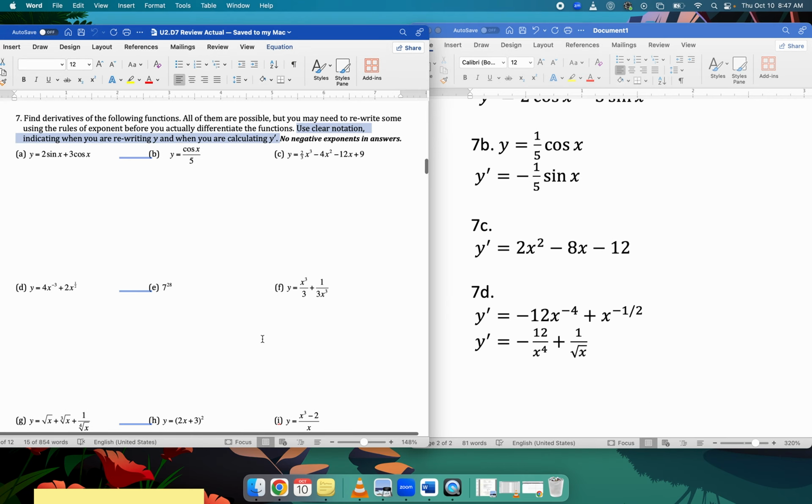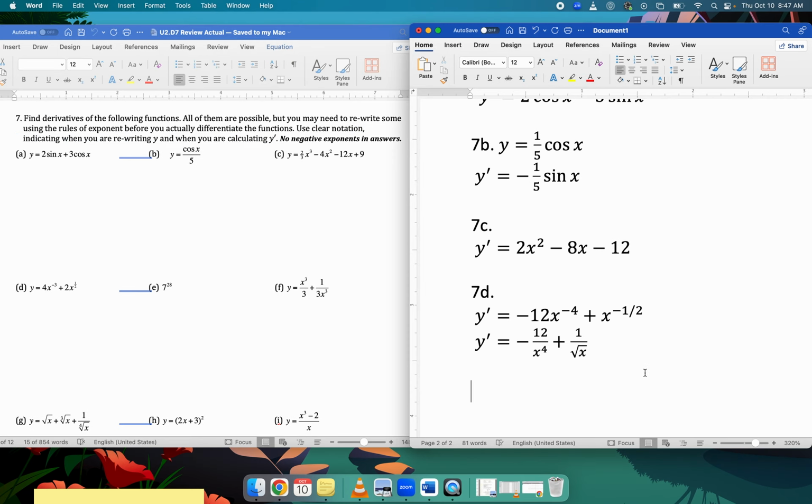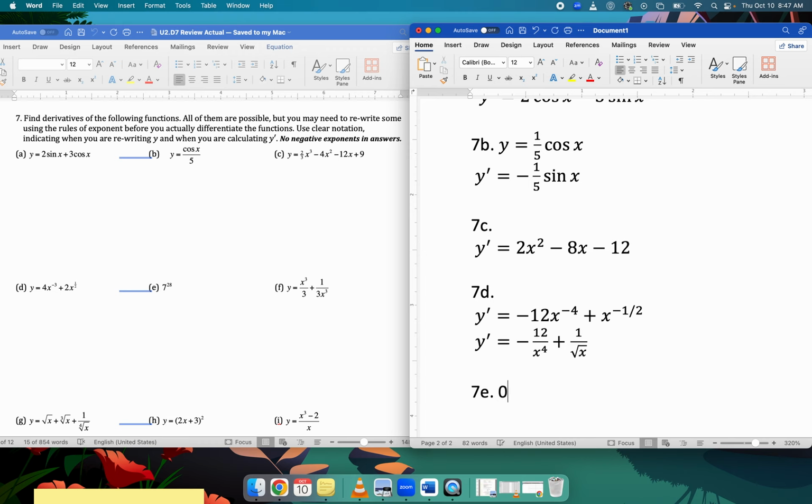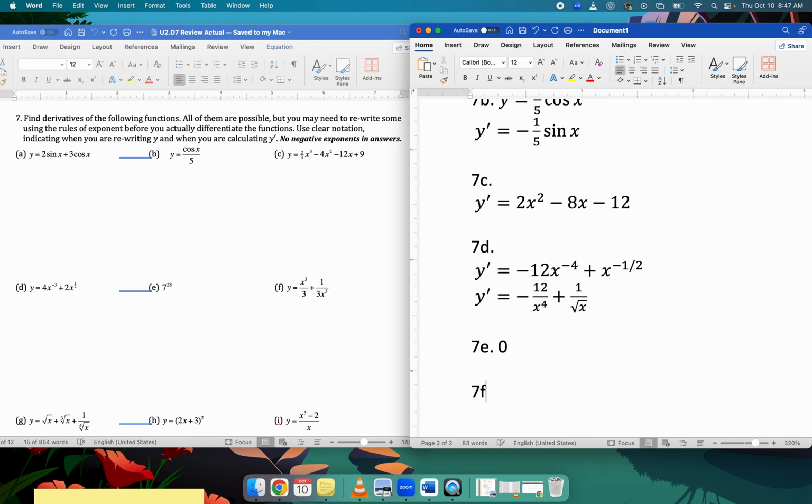E. 7 to the 28th. I mean, hopefully you don't say that that's 28/7 to the 27th. That's wrong, right? This is a constant. It's a constant. Derivative is 0, right? You shouldn't be using the power rule. There's no x.